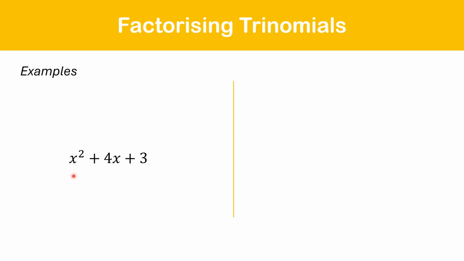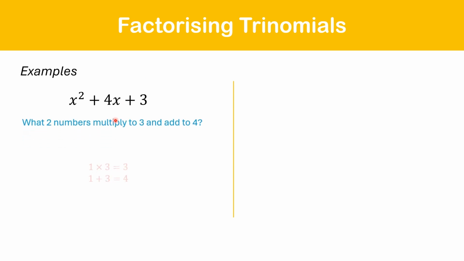So the first example we'll look at is x squared plus 4x plus 3, the one we looked at on the previous page. We've already decided that using our rules, they have to multiply to c, or 3 in this case, and add to 4. We're asking what numbers multiply to 3 and add to 4. We've decided it was 1 and 3 because 1 times 3 is 3, and 1 plus 3 is 4.